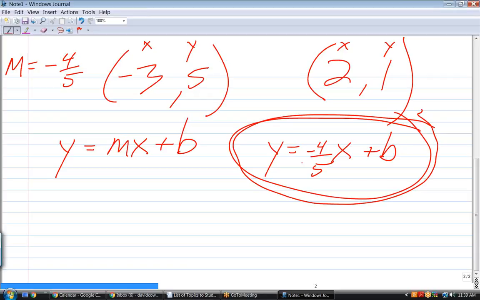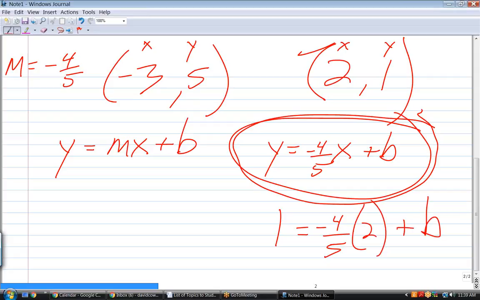So which point should we pick? We could do 2, 1, plug in. Always the one with the smallest, easiest numbers, positive coefficients. There's at least two reasons to pick that point. It's got both positive numbers and no negative coefficients. Okay. So what can I write now in order to solve for b? 1 is equal to -4 fifths times 2 plus b.